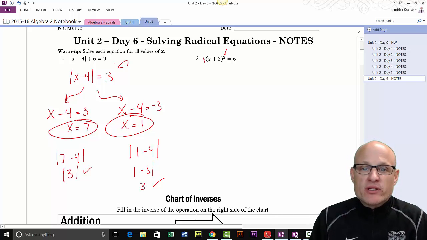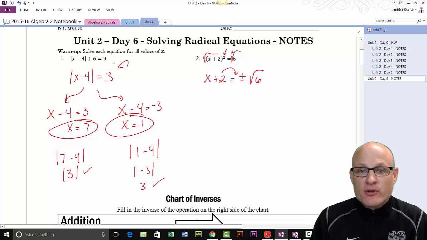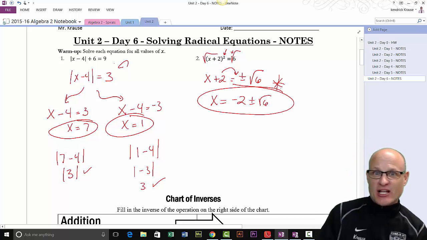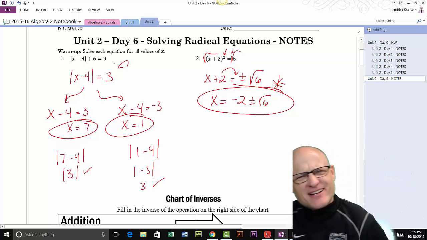In order to get rid of a square, we take the square root. But you've got to remember, when you take the square root, you have to put a plus or minus. So this is really x plus 2 equals plus or minus the square root of 6. And then just solve it by moving that thing over. We're going to come to this particular idea later on, and we're going to see a lot more of this. So this is just a little foreshadowing of some fun things to come.